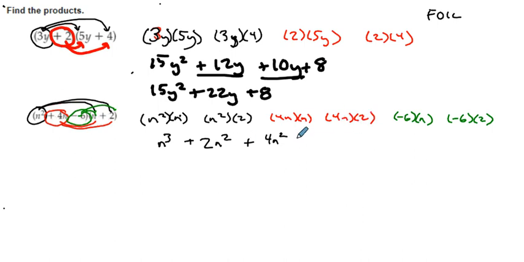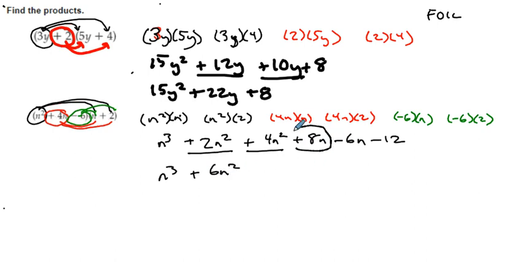So 4n times 2 gives me plus 8n because it's positive. And now here's where our negatives start to come in. We have negative 6 times n, so you get negative 6n. And then negative 6 times 2 is negative 12. So I can combine this guy and this guy, so let's do that. We get n to the third plus, and you got 2, and then you got another 4. That means you got a total of 6. And then now we have 8 n's, and we have negative 6n. So that's positive 2n and then minus 12, and that is all she wrote.